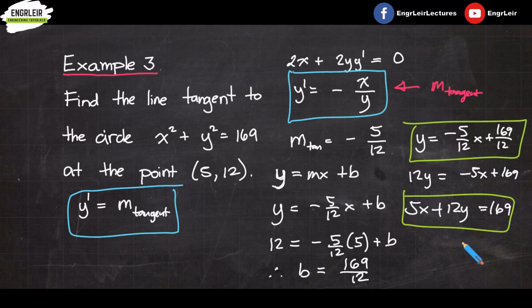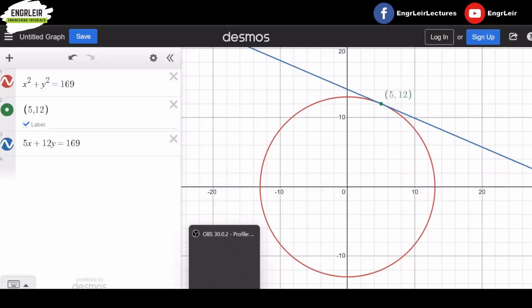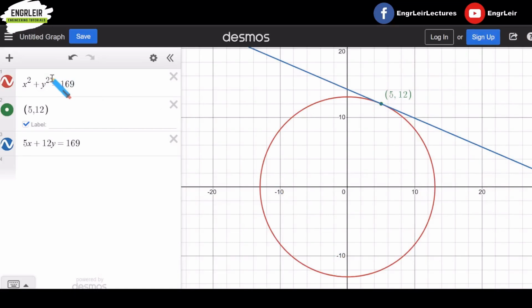Now, to confirm if our answer is correct, of course, we can plot our answers. I have already plotted it here in Desmos. So as you can see, this is our equation of the circle. This is our point of tangency, (5, 12). And this is our equation for the tangent line. So it is clearly visible, right? This is the circle, the red one, and the point of tangency, and this is the tangent line. So confirmed, our answer is correct.